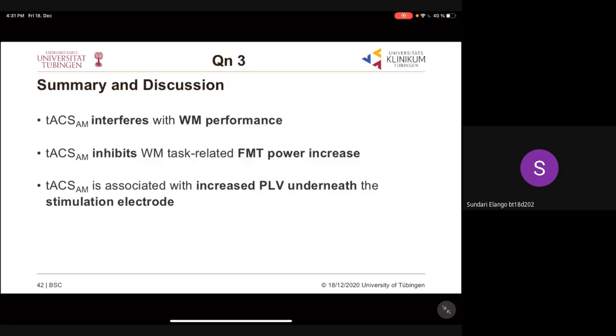So based on this, we could actually say that TSCS is interfering with working memory performance, and there's an inhibition in power increase which is relevant for performing the task. And this increase in PLV is always what we observe under the stimulation electrode, but there have been other studies which have shown there is a remote stimulation effect as well.